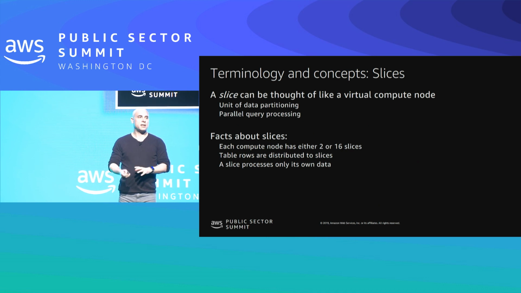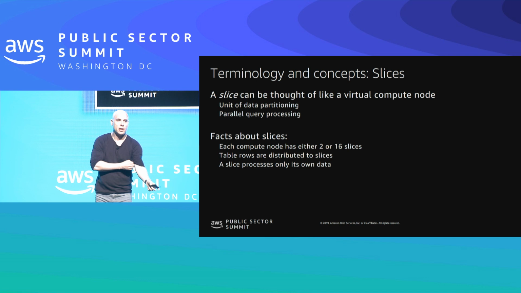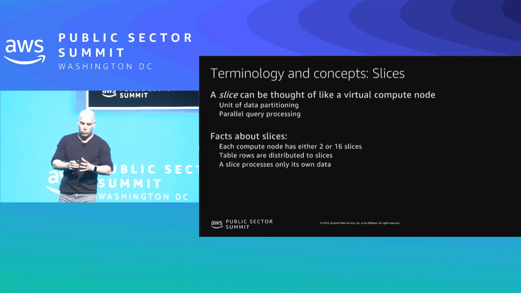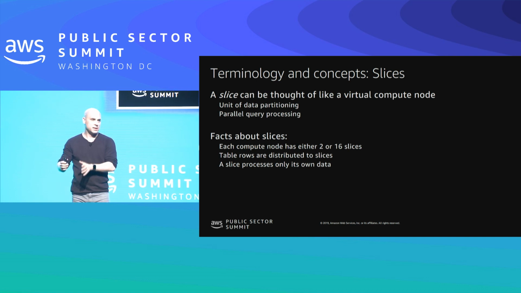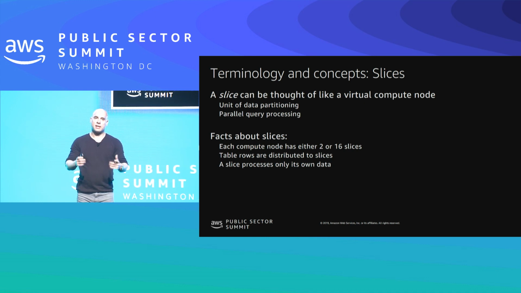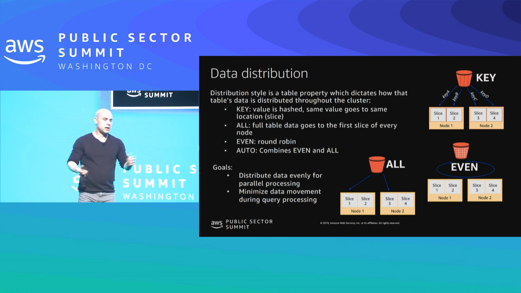So this concept is slices. This next one here is a really important one. It's how we get parallelism within a Redshift cluster. We divvy up each one of our compute nodes into either 2 or 16 slices. Those slices are where the data resides, and there's a collection of processes that work against the data on each of the slices. So I'm going to explain how we spread data out across a Redshift cluster.